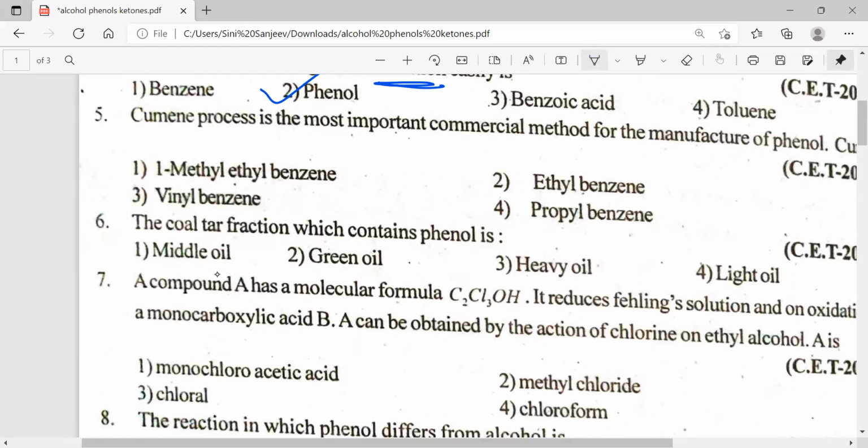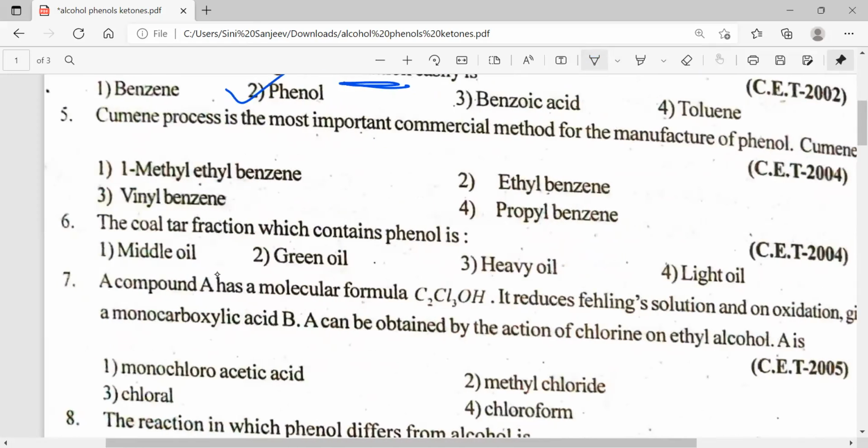Cumene process is the most important commercial method for manufacture of phenol. Cumene is what? So they're given the option, correct? But if you know what is cumene, we will get to know. So I'll just draw what is cumene.